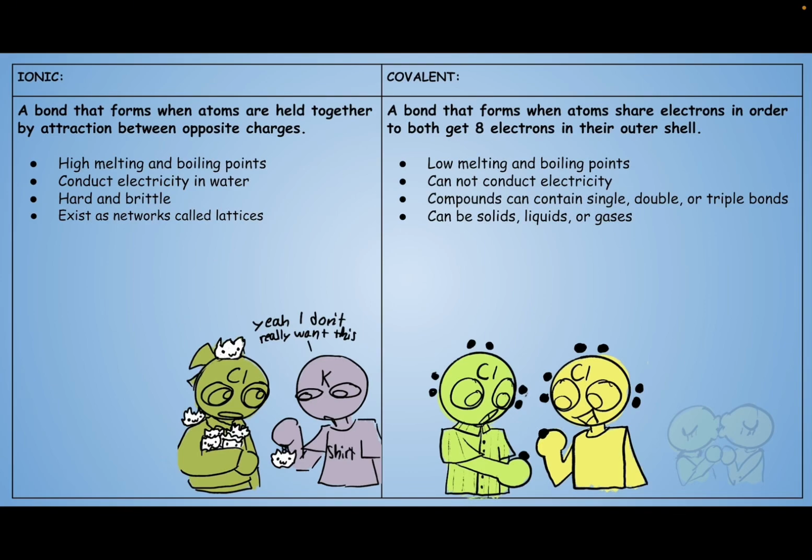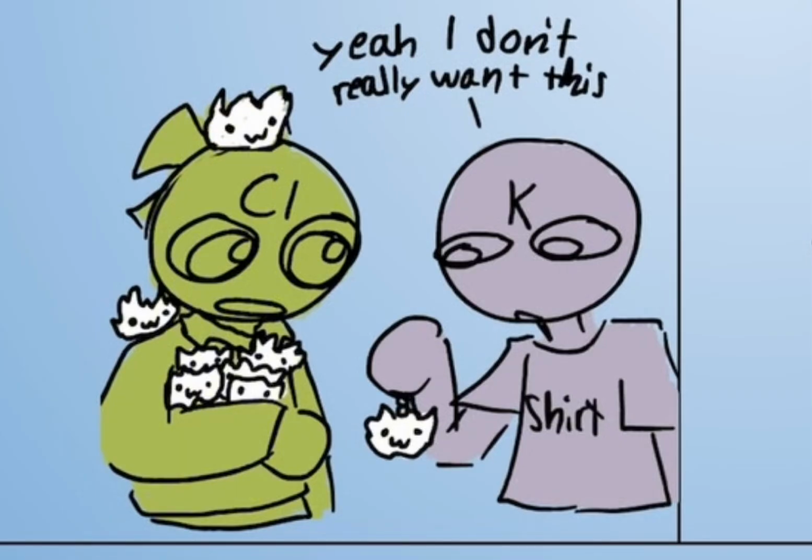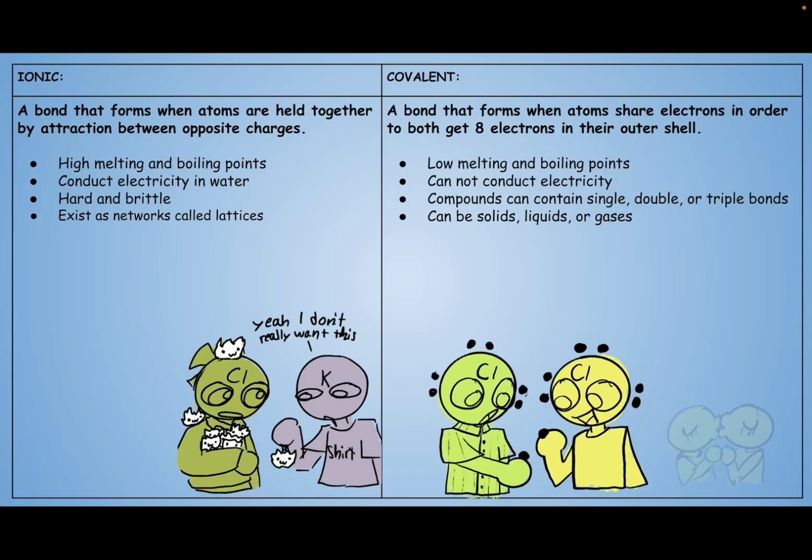But basically they have all these electrons that I have represented with these collectible things. They're trying to satisfy the octet rule, and this one has 7, this one has 7, and the other one just has 1. And they're like, you know what? I don't want this. Have it.